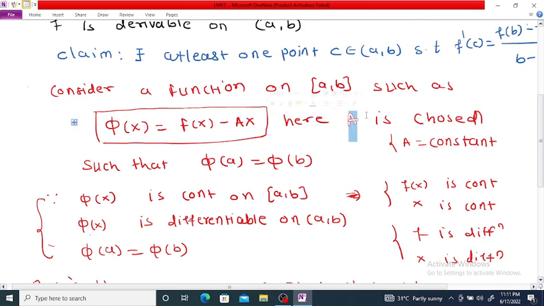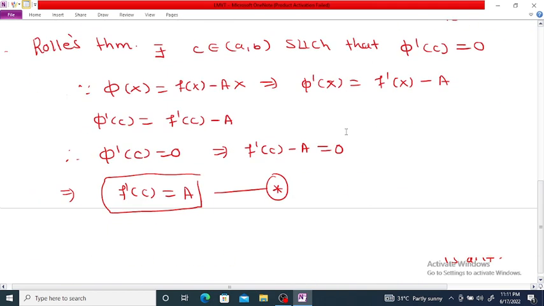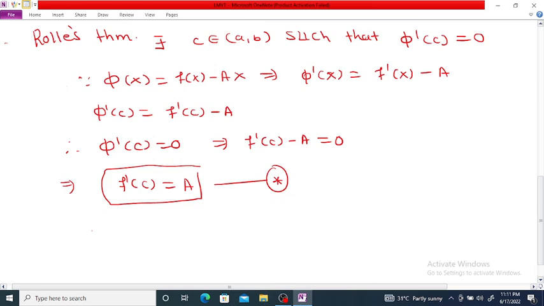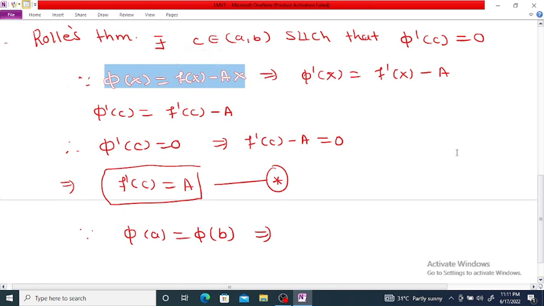What is the condition on a? We have chosen here a such that phi of a equals phi of b. So by using this condition, we are going to determine the value of a. Now since phi of a equals phi of b, this implies, what is phi of x? This is phi of x, f of x minus a of x.